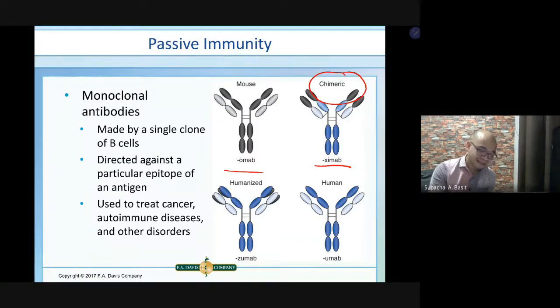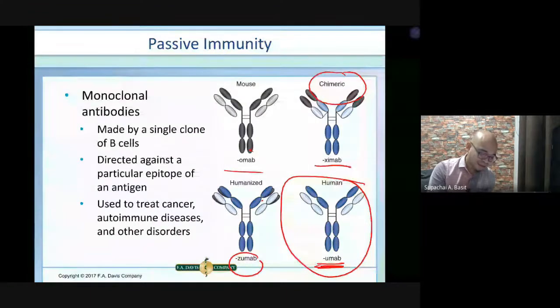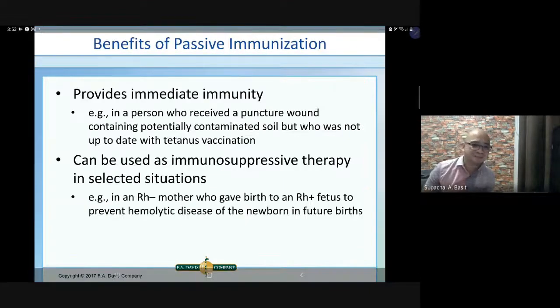Okay? Kasi if the prefix is human, ibig sabihin it came from human, the antibodies are purely human, it is UMAB. But it is humanized, meaning to say majority of the structure is human, but there are some component from mouse that is zumab. Pero a combination of mouse and human, that's chimeric. So the prefix is cmab. Okay? So these are our code, no? Para malaman natin na what's the origin of that monoclonal antibodies.